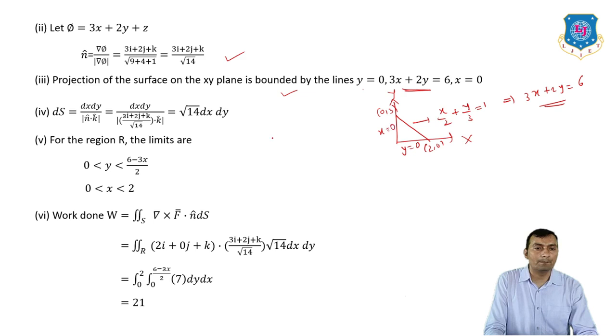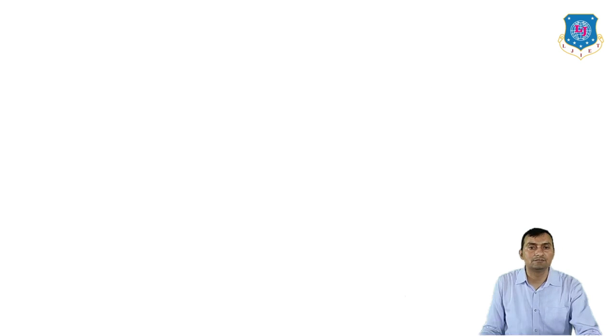So dS also you can find, it is very easy because we have assumed the projection on the xy plane. So the limits also you can find. First assume the limit for y, so you have to take a strip parallel to the y-axis. The limit is mentioned here. And for x, the range is from x equal to 0 to x equal to 2. Therefore the work done you can find, and your answer will be 21.